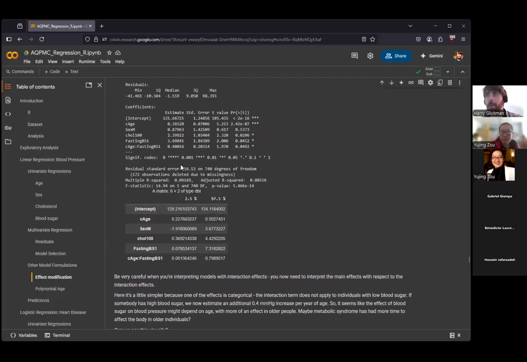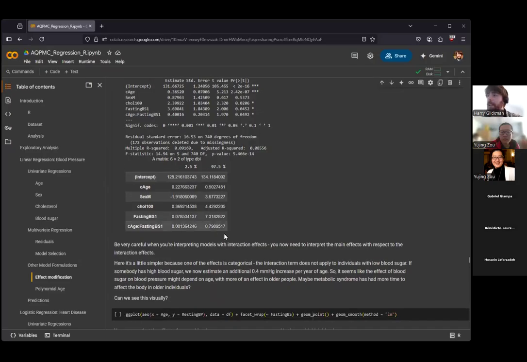So obviously, talking this through, it's complicated, right? And this is a simple example of an interaction effect. So be careful when you're doing these interpretations. And I'll just say it again because of how complicated this is. So if we're saying somebody has a low blood sugar, then this interaction term does not apply. And we're saying that they get a 0.4 increase in millimeters of mercury per year of age. If they do have a high blood sugar, then the interaction term does apply. And they get an additional 0.4 increase in millimeters of mercury per year of age.